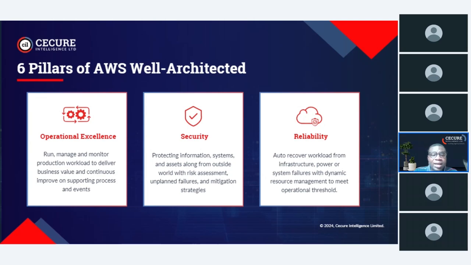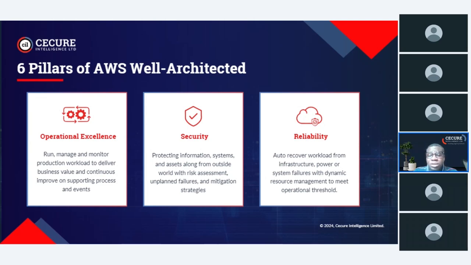And like I was saying, the AWS Well-Architected Framework is an iterative process, so it must be continuous. So that is the operational excellence. For security, which is also a pillar, what this is addressing is to help you protect information, systems, and assets from the outside world with risk assessment, unplanned failures, and mitigation strategies. When you follow this pillar, it will help you protect your workload, your infrastructure. Your infrastructure comprises information and services from the outside world. This pillar will help you protect your cloud infrastructure in its entirety.